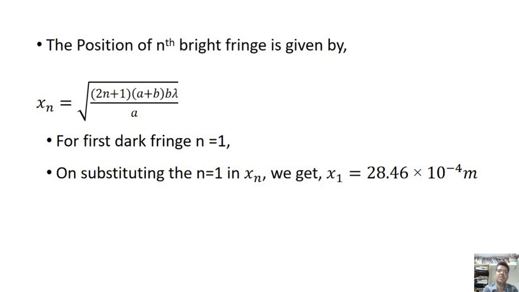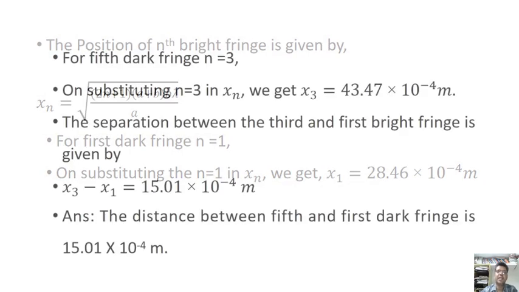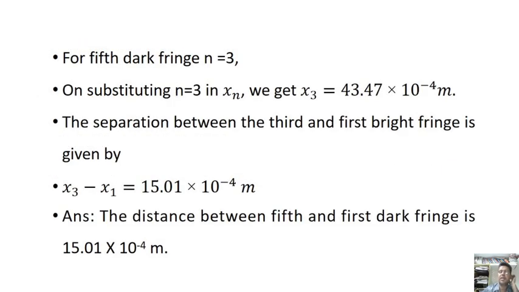The position of the nth bright fringe is given by xn is equal to square root of (2n plus 1) times (a plus b) b lambda by a. So for the first fringe, n is equal to 1. Substituting all these things, a, b, lambda, with n equal to 1, we get x1 is equal to 28.4 × 10^-4 meter. Next, in the same way, let us come to the third fringe.